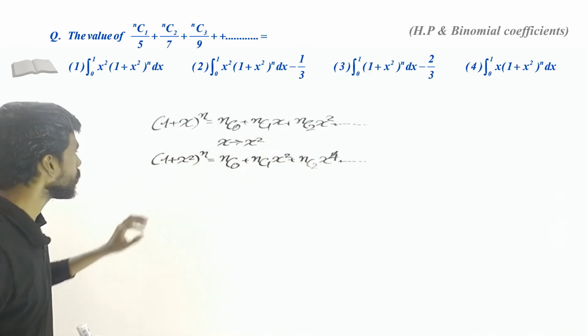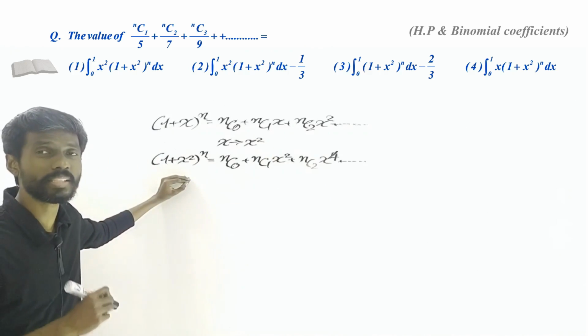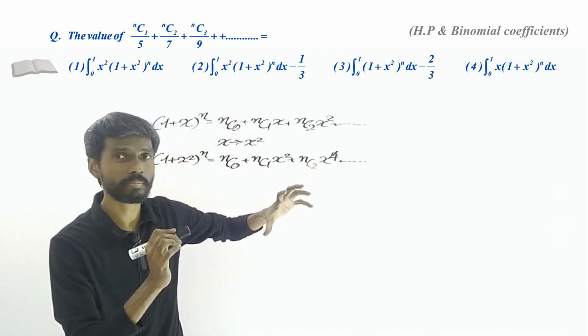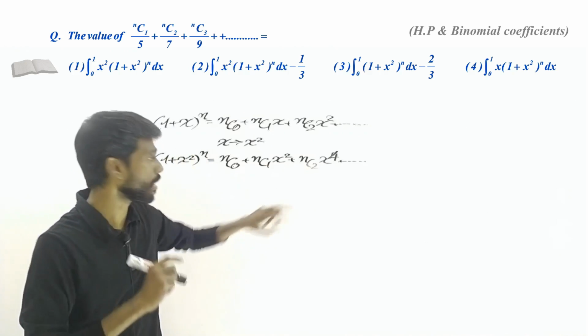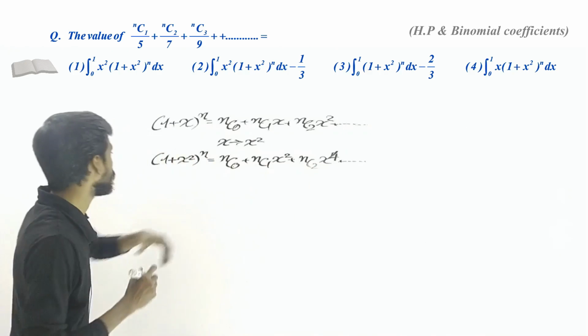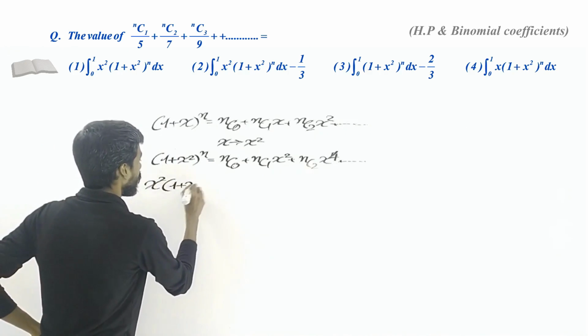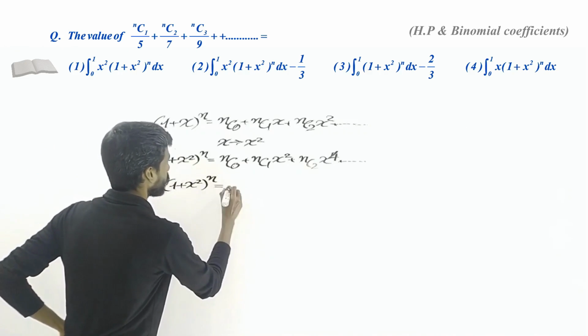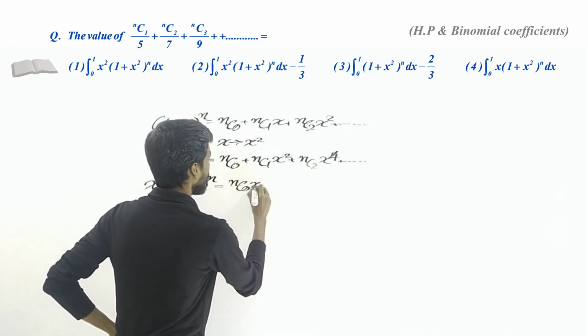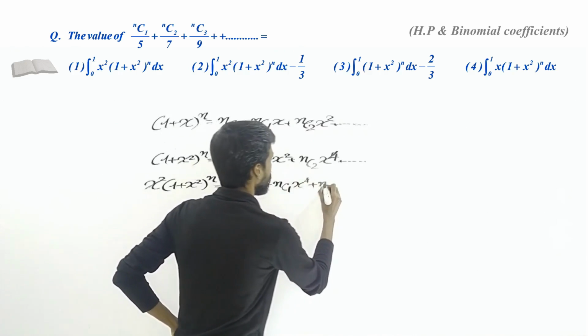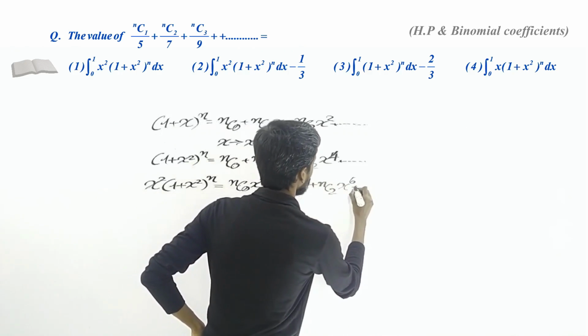Okay, so what you do is, now you multiply this by x square. When you multiply this by x square, what will happen? x to the power 6. If you integrate it, x to the power 7 divided by 7, you will get the required answer. So the whole thing is multiplied by x square. So x square multiplied by (1 plus x square) to the power n equals nc0 x square plus nc1 x to the 4 plus nc2 x to the 6.